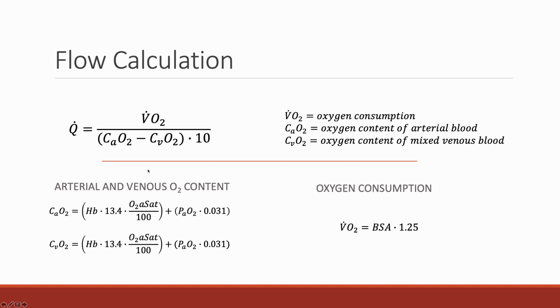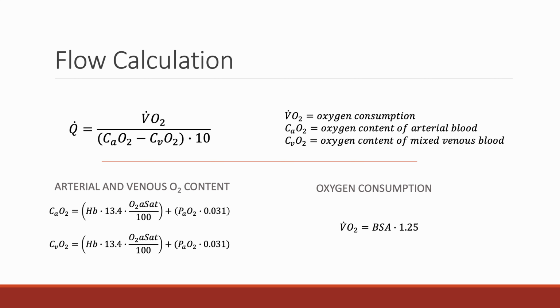Fun, right? But the CaO2, that is the oxygen content of the arterial blood, is the hemoglobin times 13.4 times O2 sat in the artery divided by 100, plus the quantity PaO2 times 0.031. That's so complicated because we have to take into account the saturation and the PaO2, right? Then we have to do the same thing in the venous blood, calculate all that. This, by the way, this is a mistake I just noticed. Sorry. It should be O2V sat, not ASAT. O2V sat, because it's in the vein.